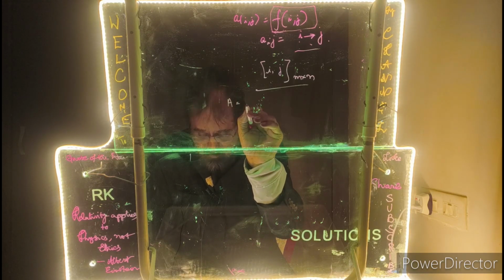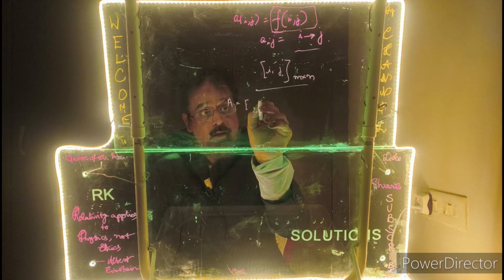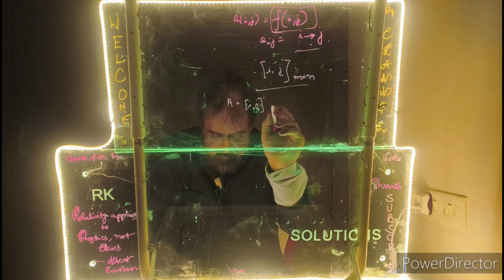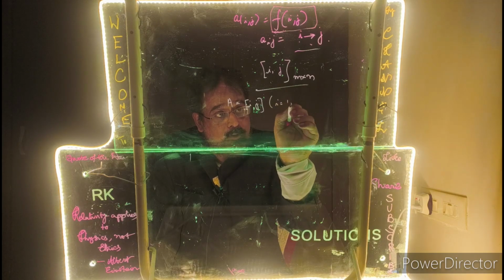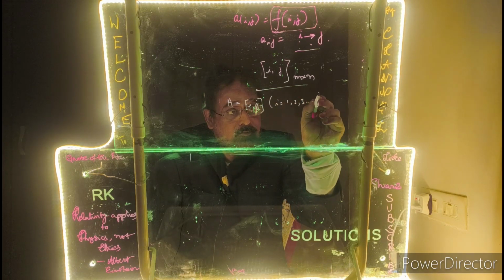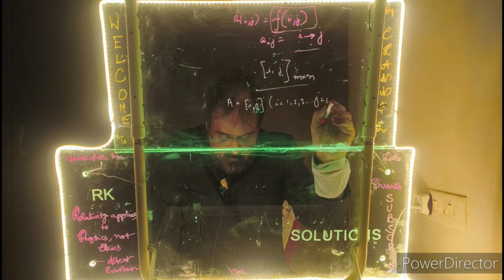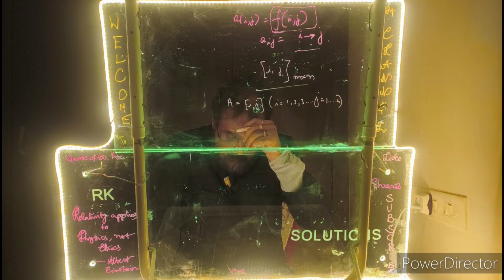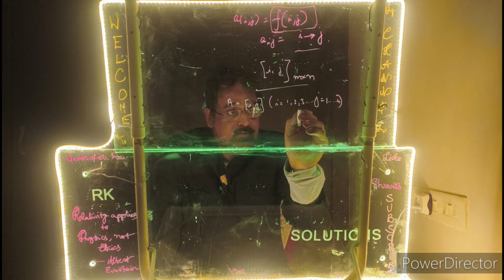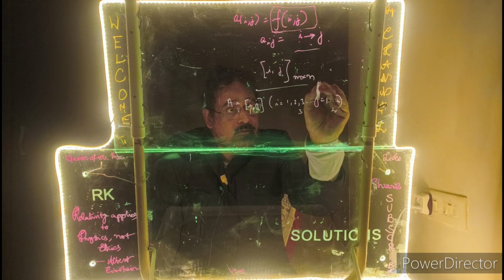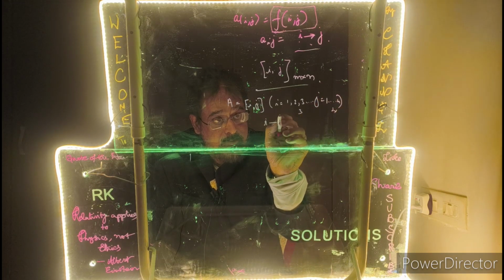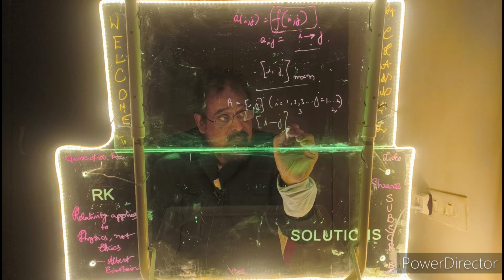A kind of example will be i equal to 1, 2, 3, j equal to 1, 2, 3, 4. Then naturally, this is 3, this is 4, so this will be 3 by 4.